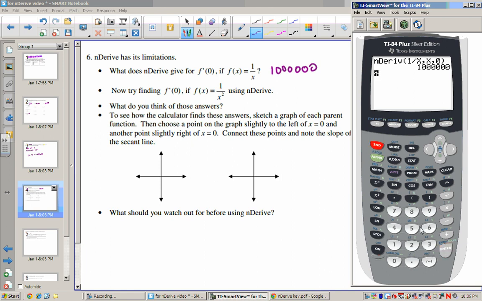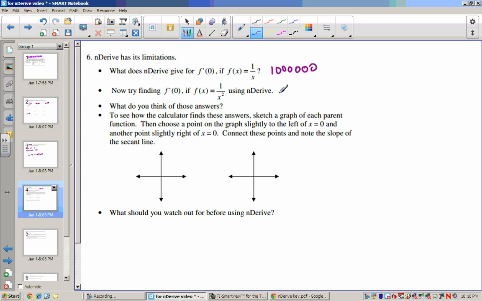Hopefully you know that if I hit second entry, I can actually go in here and edit this. And I'm going to do second insert, and I'm going to square that. Press enter, and this one says the derivative here is 0. And it asks you what you think of those answers.